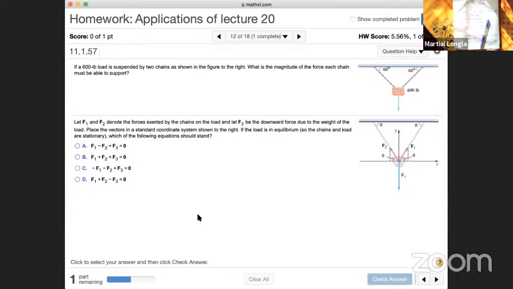Okay, here's the problem that we have. Can you guys see my screen? Yes. Yeah. All right. So this is one of the applications of vectors. For example, you have a mass of 600 pounds that is hanging on two chains. And the question is to find the force that applies on each of the chains.